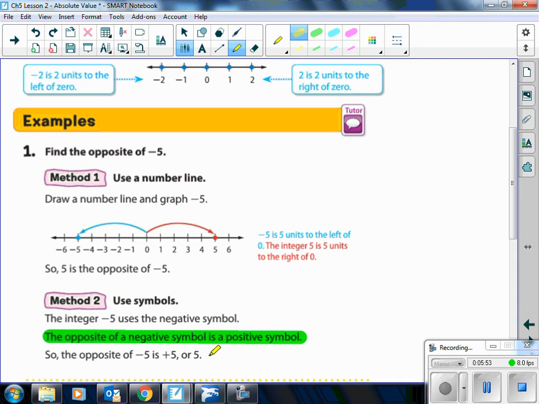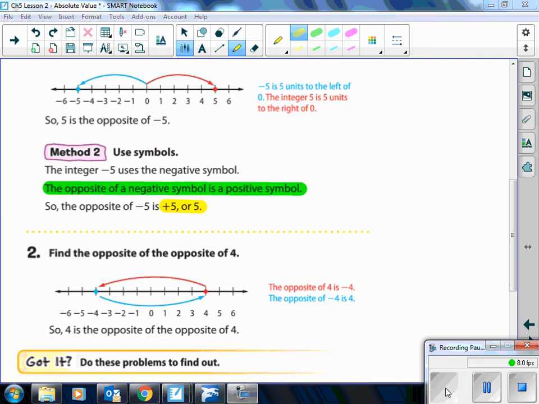Now, when we write a positive, you can write a plus sign in front of the 5 or just the 5. If you don't put a sign, it is automatically meant to be a positive. Is everybody clear with that?